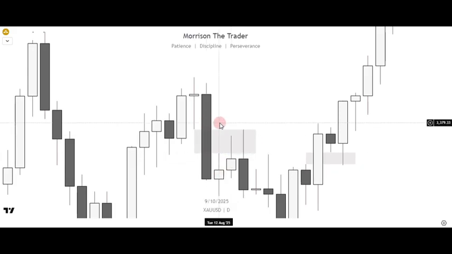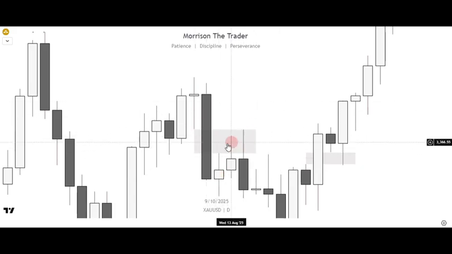So a fair value gap is a 3 candle formation whereby the first candle can do whatever it wants, but the second candle is usually a displacement candle or a directional candle, a candle that is stronger. And then the third candle too, normally a consolidation candle, or it can also be any other candle.